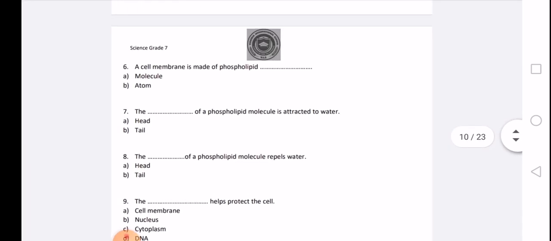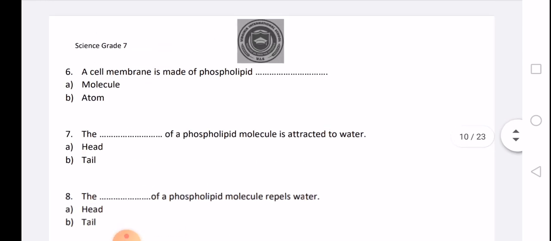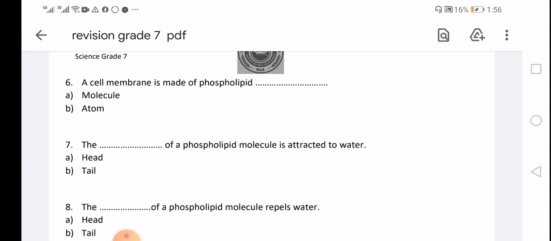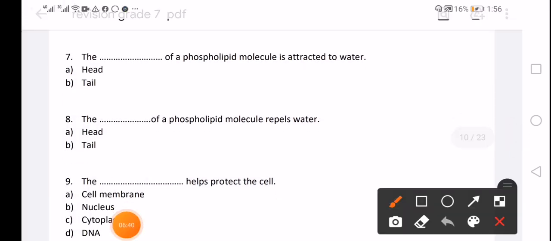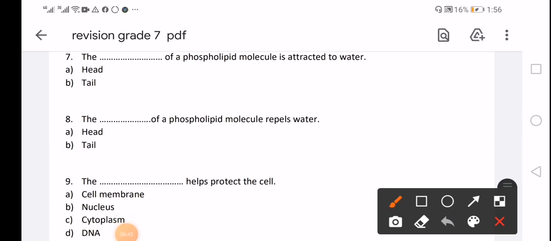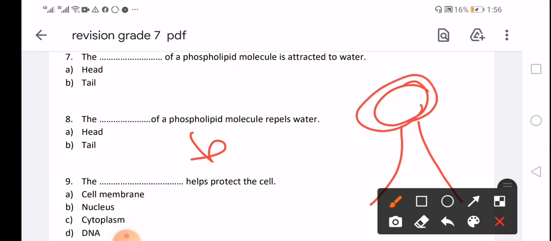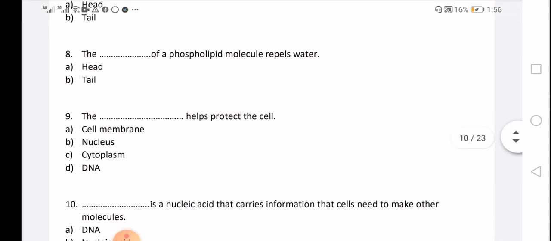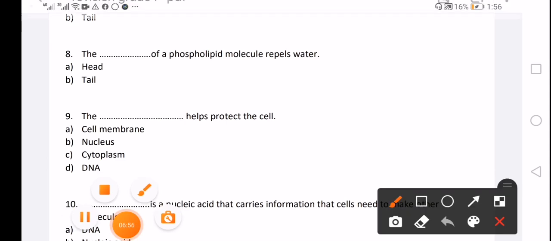A cell membrane is made of phospholipids. The head of the phospholipid molecule attracts water. Which part of the phospholipid attracts water? The head. The tail of the phospholipid molecule repels water. So this is a phospholipid molecule: the head attracts water while the tail repels. This helps protect the cell membrane.